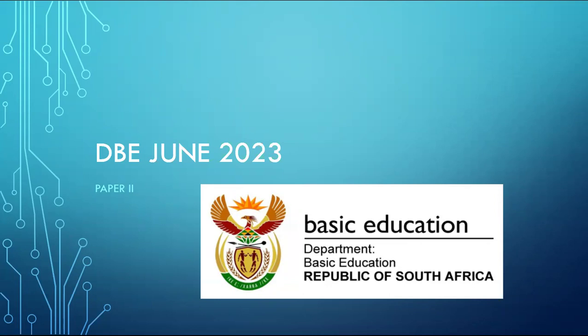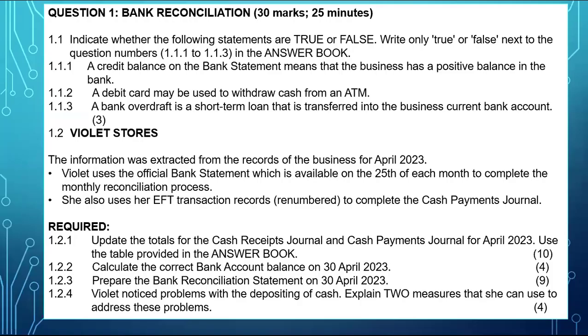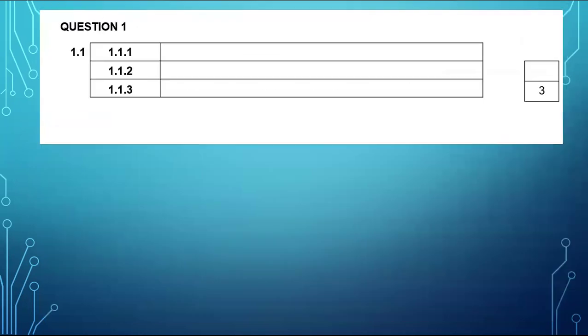This video is about paper 2, DBE June 2023, and we will attempt to answer all these questions here. The first one, which is 1.1, wants us to indicate whether the following statements are true or false. You write only true or false next to the question number. Basically the answer book is something like this. So you just write true, false, true, false.